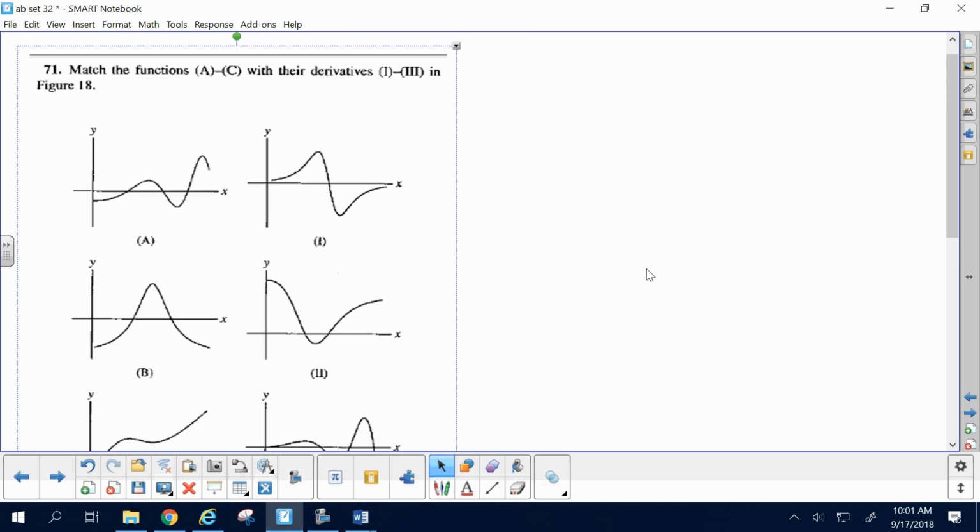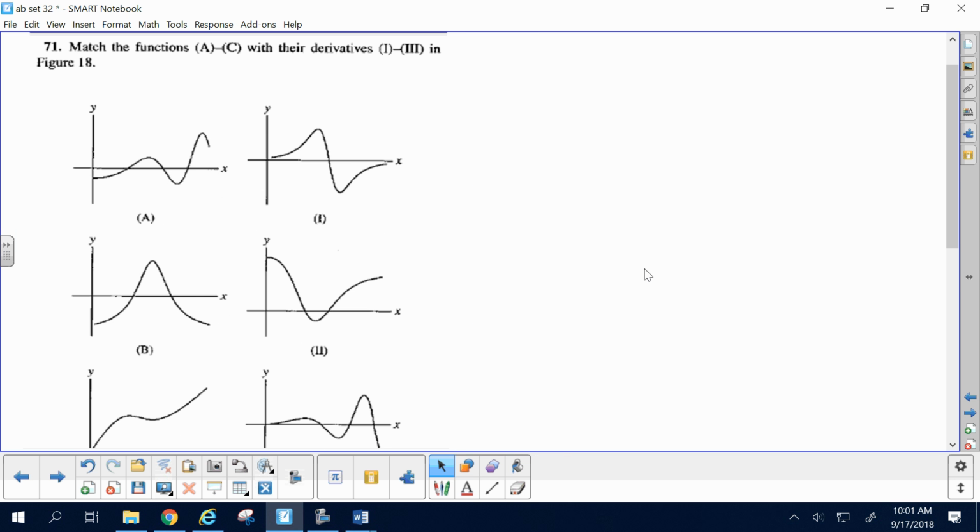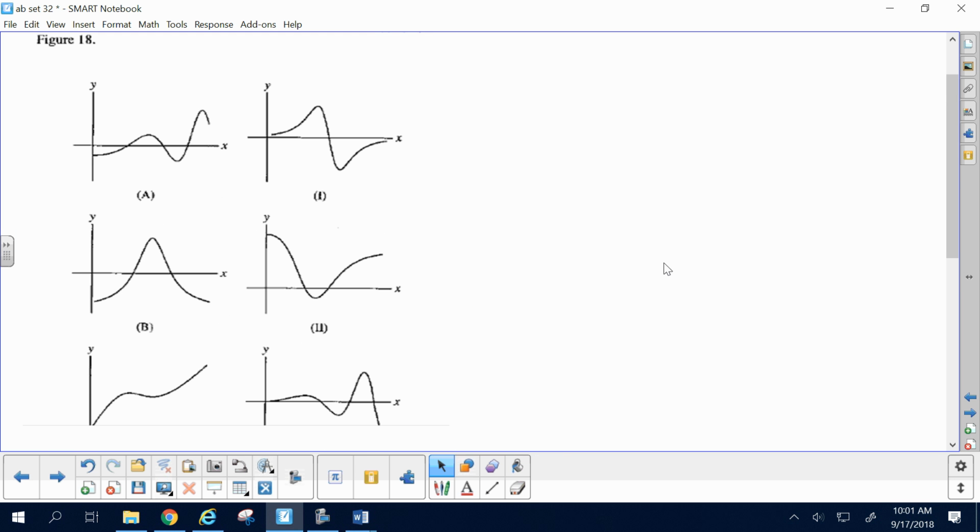Okay, last but not least. Match the functions with their derivatives. 1, 2, 3. Let's go with 0 slopes. Graph A. How many 0 slopes does it have? 1, 2, 3. So its derivative must have 3 zeros, or 3 places it crosses the x-axis. Which one of those could it be then? It has to be this guy.